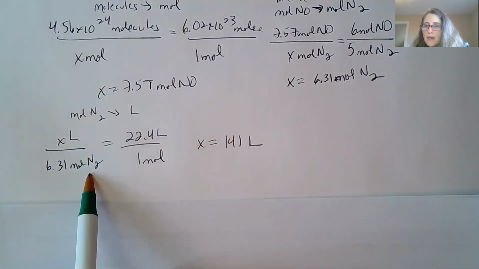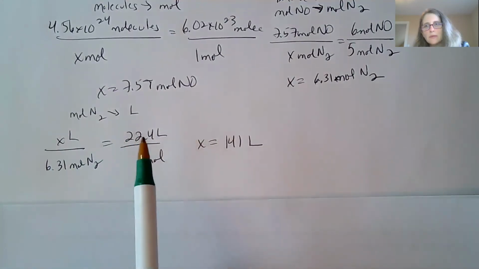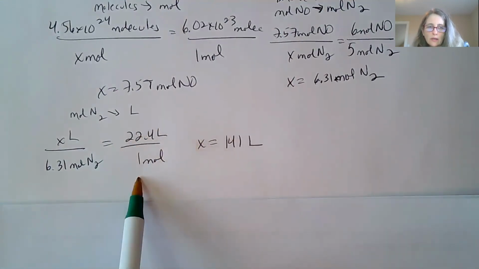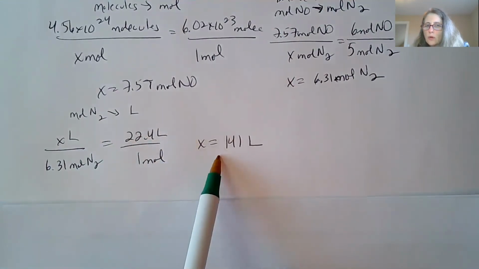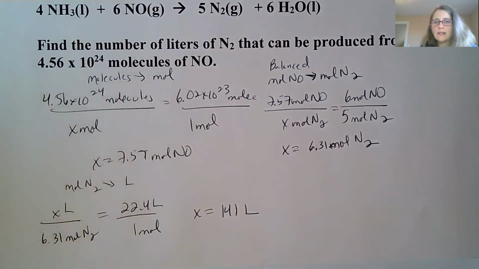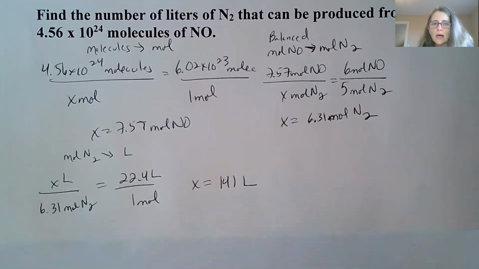If I was looking for mass, I would take the molar mass of nitrogen. If I wanted to go back to particles, I would take 6.02 times 10 to the 23rd. So it just depends upon what you're looking for. So then I cross multiply, I get 141 liters. So these are just some samples of different kinds of stoichiometry problems. And again, they are multiple step type of relationships.